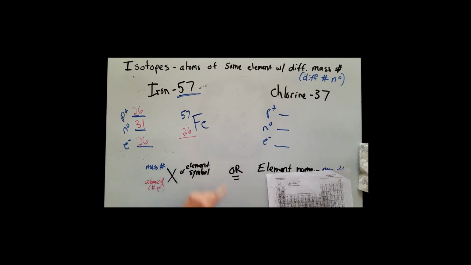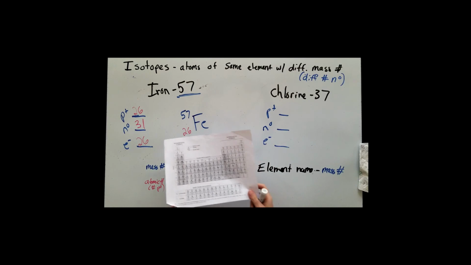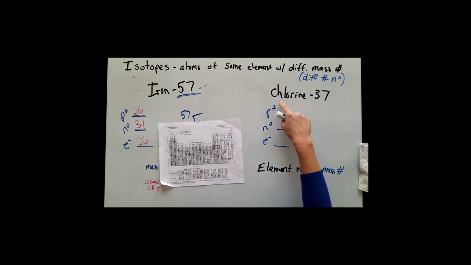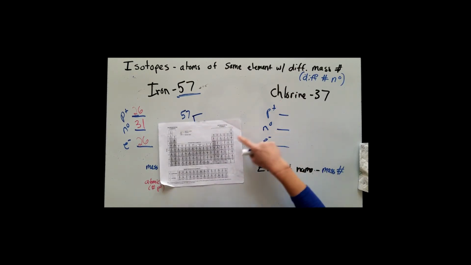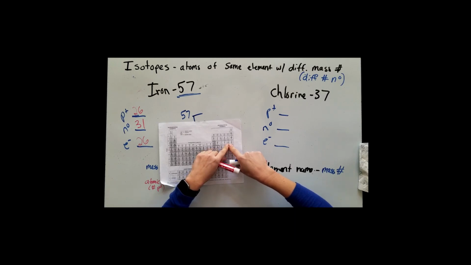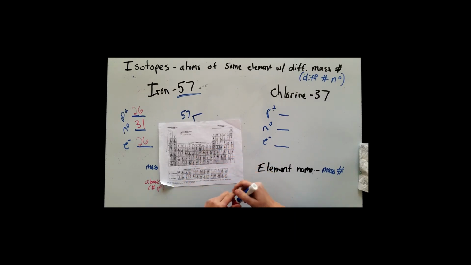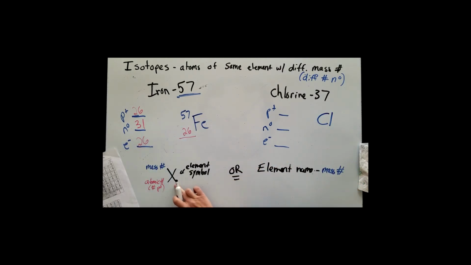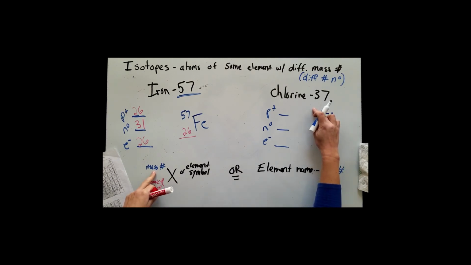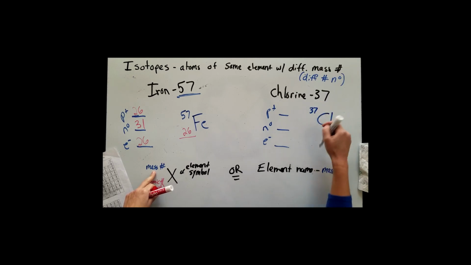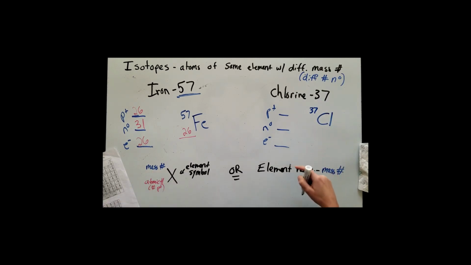Let's do the same thing over here. So chlorine-37. To find the symbol, I would look up chlorine on the periodic table. It's number 17. It's a halogen. So its symbol is Cl. So I'm writing the symbol in place of this X. I'm writing Cl. In the upper left-hand corner, I'm going to put the mass number, which is the number that comes after this dash. And then down here, I would put the number of protons.